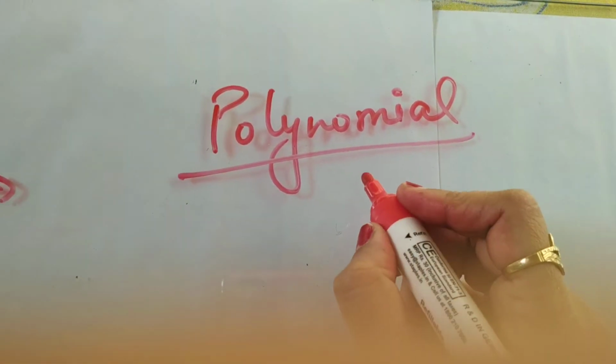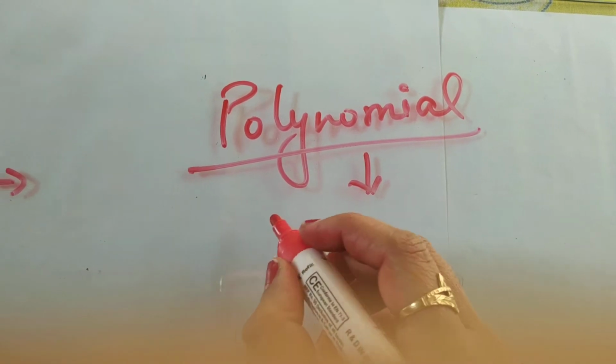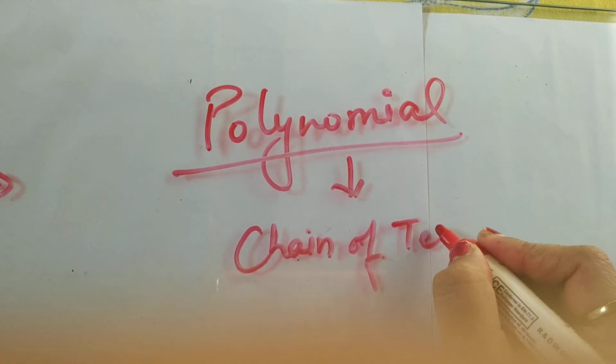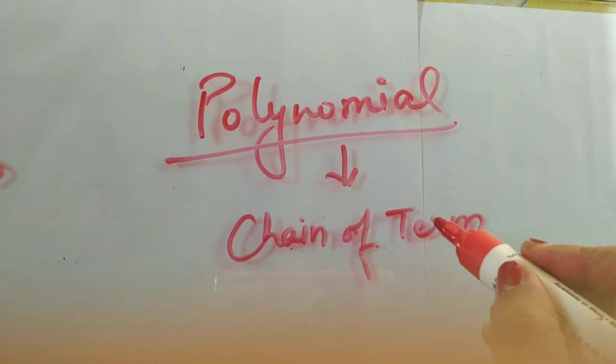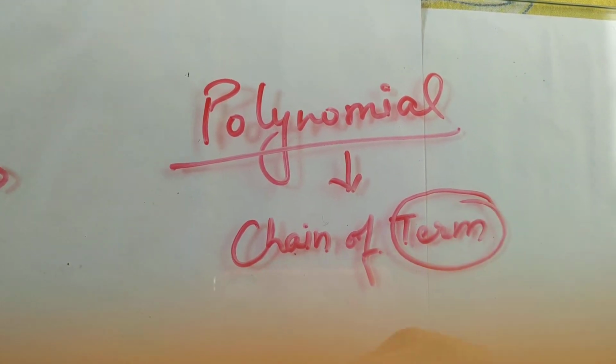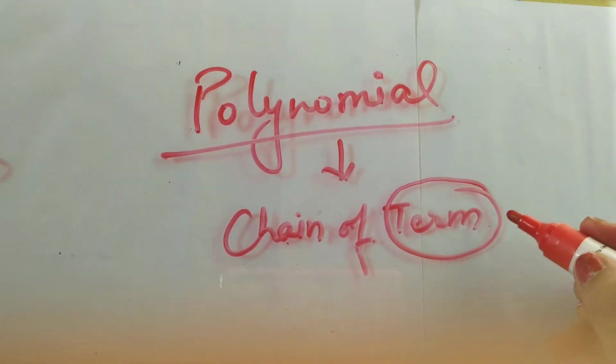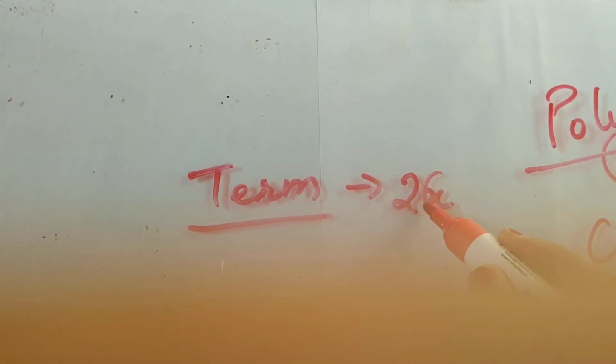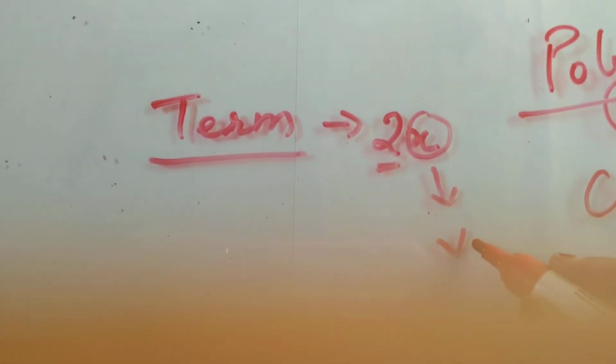We start with polynomial. What is polynomial? It is a chain of terms. So first we need to know about term. A term is a combination of constant and variable. So it is our variable and it is our constant.